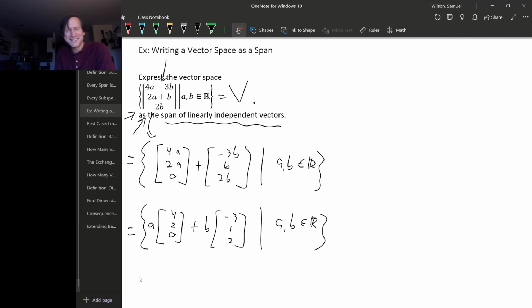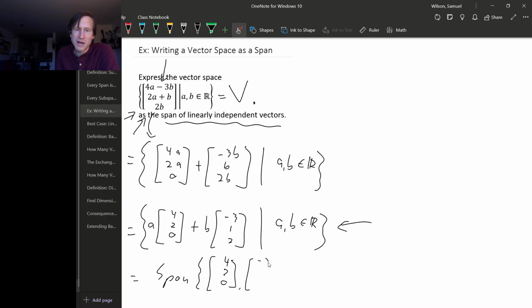But this collection of vectors, by definition, is the span of the collection 4, 2, 0 and minus 3, 1, 2. So we found vectors that span our original vector space V. I guess the only question now is, are these vectors linearly independent? So how would we check that?